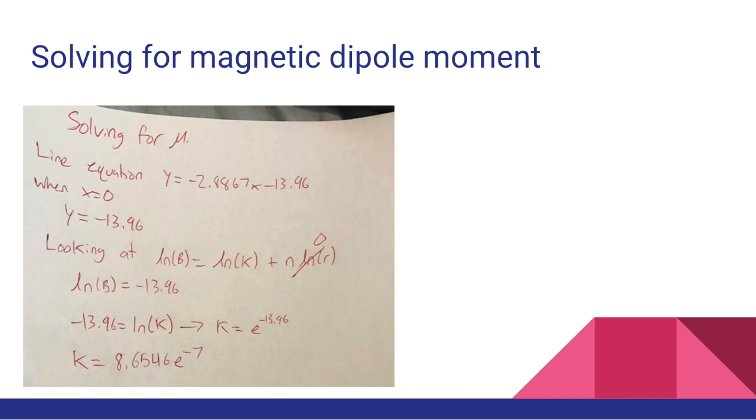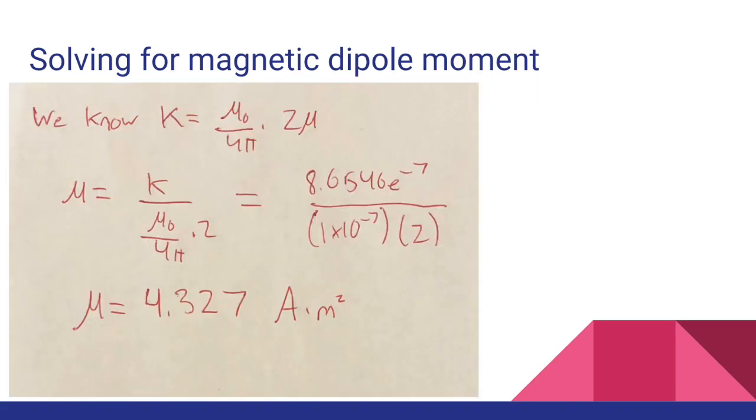Using simple algebra, I solved for the K constant, which was found to be 8.65 times 10 to the negative 7. Using the equation K constant is equal to mu naught over 4 pi times 2 mu, I was able to solve for mu. And I found mu to be 4.327 ampere meter squared.